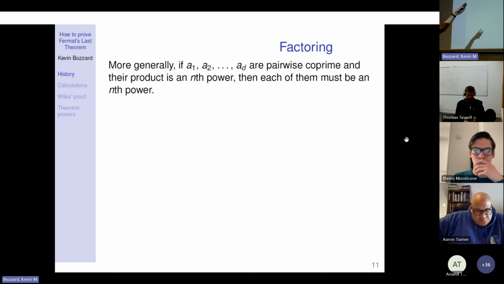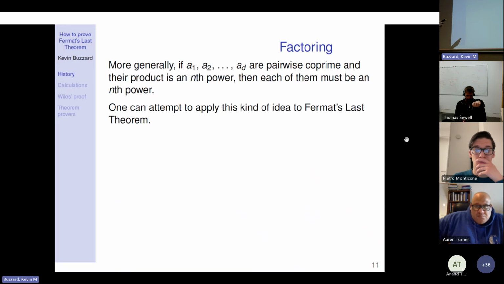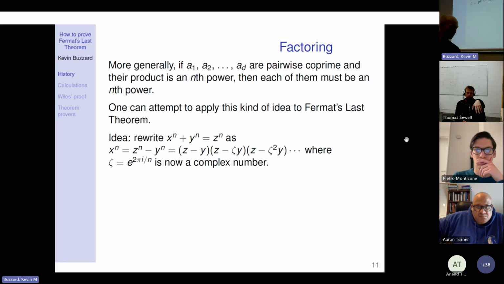And so more generally, if you've got lots and lots of numbers that are pairwise coprime and their product is an nth power, then they must all be nth powers, and that's an incredibly strong result. So the idea is, why don't we attempt to use this kind of idea to prove Fermat's Last Theorem? That's the naive idea. We've got x to the n, so we've got nth powers, but where's the product of lots and lots of numbers? And the trick is that we don't just work over the integers, we allow a complex number into play.